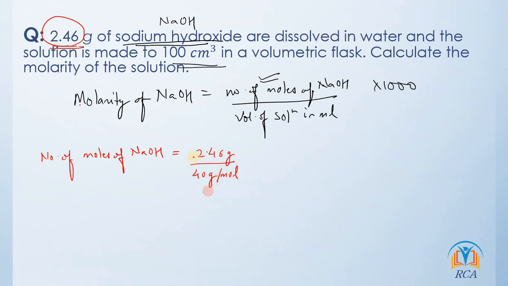We know how to calculate this, right? Sodium has an atomic mass of 23, oxygen has 16 and hydrogen has 1, which makes the total 40. And this will give you the number of moles of sodium hydroxide. When you calculate this, it will come up to 0.0615 moles, right?